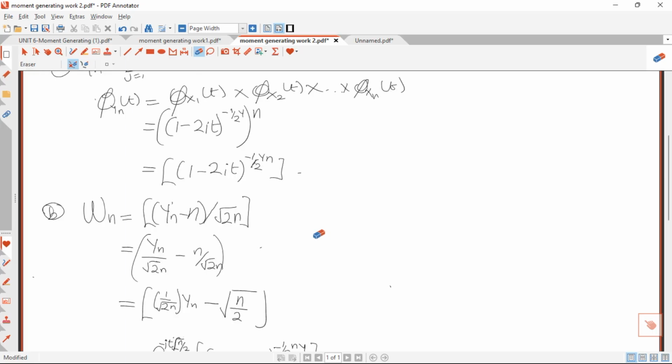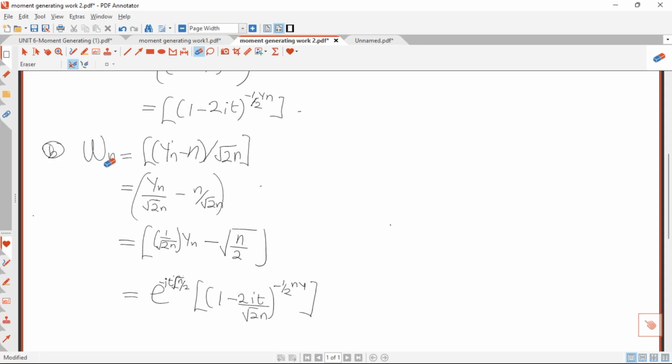Okay, yes. And then the second question is telling us that if our Wn is equal to Y sub n minus n divided by square root of 2n, we should find the moment generating function for Wn. And just now we treated something similar. If we have, let's say, Y which is equal to a plus bX, this one is equal to e raised to the power ait times the moment generating function of X at bit. Okay, this is what we had. So that is the same thing, right?